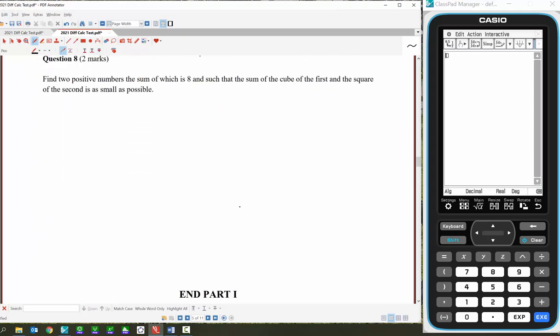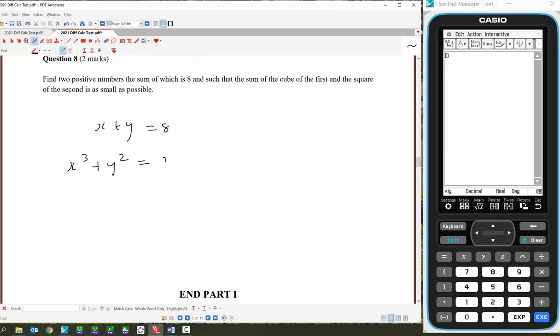Okay, the last question. Find two positive numbers, the sum of which is 8, and such that the sum of the cube of the first and the square of the second is as small as possible. All right, so this is what we're trying to make a function where the sum is as small as possible. So this is the thing that we want to minimize. So we want to get it in terms of either y or x.